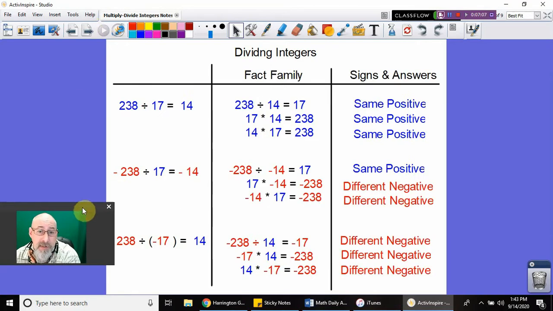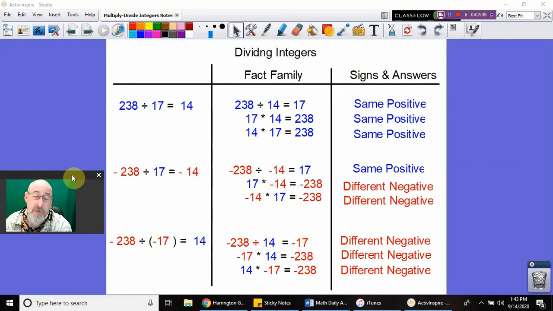And here is our proof that really shows how this works and why this works. If we use our fact families, 238 divided by 17 is equal to 14. Because we know that that's a true statement, we also know that 17 times 14 gives us 238, and 14 times 17 gives us 238, just using our fact families.